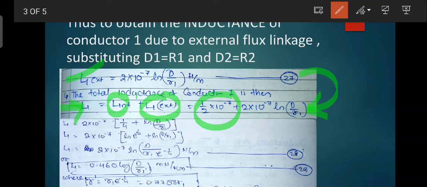So by combining this, 2 into 10 to the power minus 7 will come to the outside of this region. So 2 into 10 to the power minus 7, that's why here is 1 by 2, that's why 1 by 4 is multiplied here, plus the left part here. Then, taking ln on both sides, ln e to the power 1 by 4 is equal to e to the power 1 by 4, and ln d divided by r1 is ln d divided by r1. This is coming to this side.